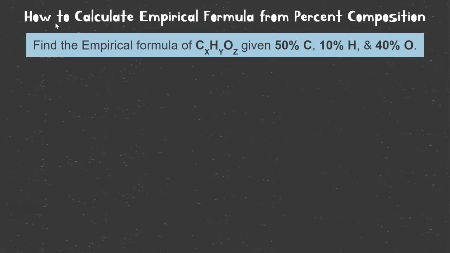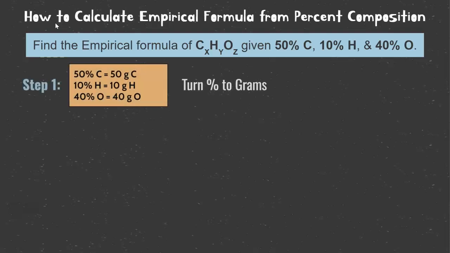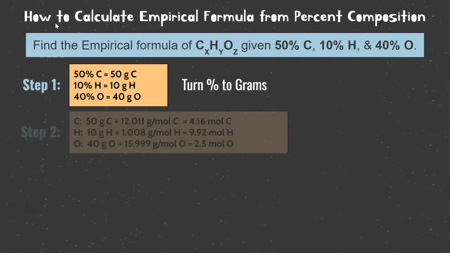We know that 50% of the mass of the compound comes from C, 10% of the mass of the compound comes from H, and 40% of the mass of the compound comes from O. Using the following steps, you can figure out the empirical formula. Step 1. You turn your percentages into grams. So 50% C translates to 50 grams of C.